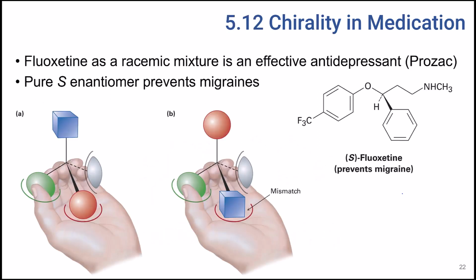We also have chiral medications. So fluoxetine is an antidepressant, also marketed as Prozac, and it's an effective one as its racemic mixture. The R and the S mixture is good for antidepressant properties. If we have just the S enantiomer, that one actually prevents migraines. Your receptive sites for antidepressants can receive either of the enantiomers, as is shown in the hand there, but if you wanted to prevent migraines, you need specifically the S one.